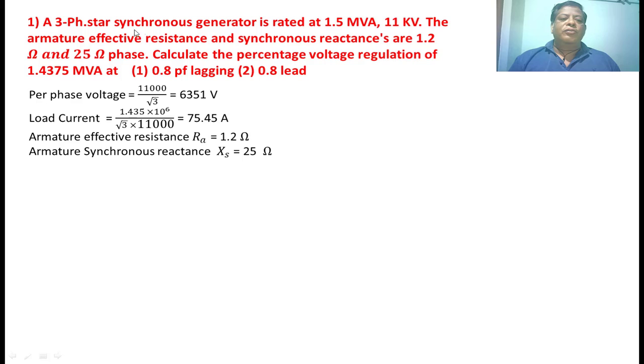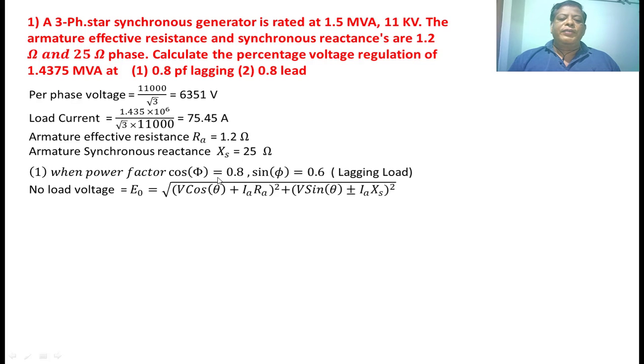So here in the numerical it is given a star-connected synchronous generator, the per phase voltage equals 11,000 by root 3, we are getting 6351 volts. Load current equals, here you are given how much load we connected across the generator, that is 1.4375 into 10 to the power of 6 divided by root 3 into line voltage, it gives the load current, that is 75.45 amperes. The effective armature resistance and synchronous reactance are given. Those values you have to take directly.